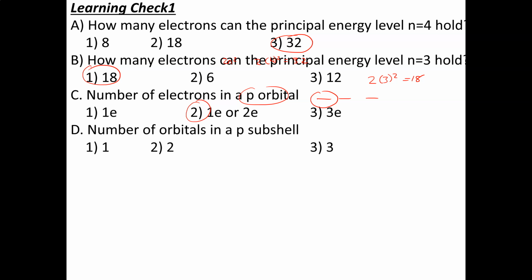Number of orbitals in a p subshell, well, we've already established that. You have to memorize that. That's going to be 3 orbitals.